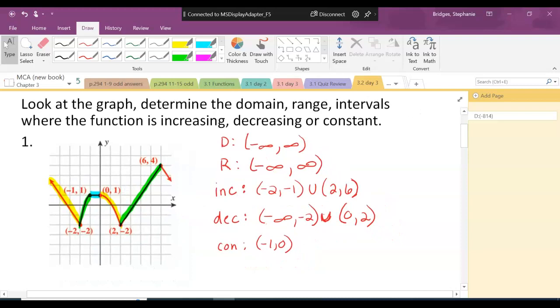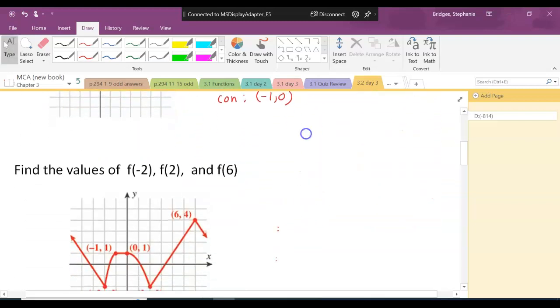And then this last part is going to be doing what? Decreasing. And what's that interval going to be? 6 to infinity. Okay. So in this particular graph, I had two sections that were increasing, so I wrote those with my union in between. I had three parts that were decreasing, and I only had one part that was constant. Okay. Not every graph is going to give you all three sections. You have to just look at your graph, read it, and see what happens. Is everybody okay with that?